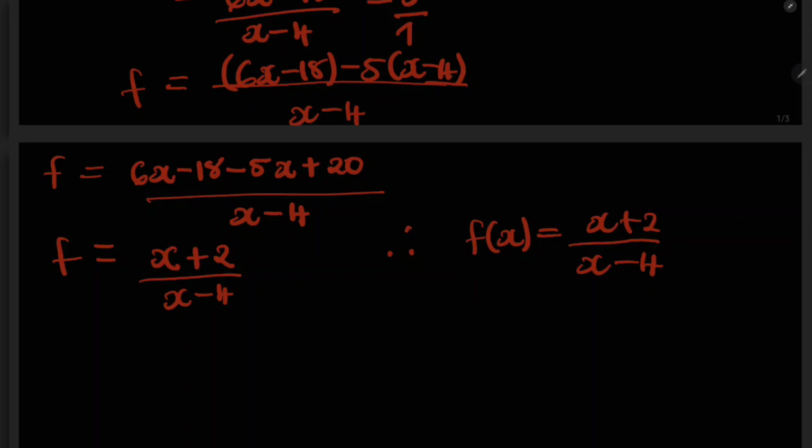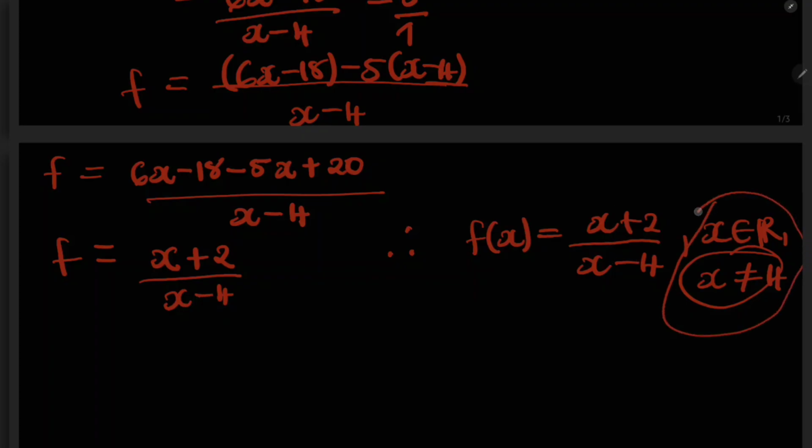And if we want to state the domain, we are just going to say where x is an element of R and x is not equal to 4. Not equal to 4, because if you substitute x here by 4, we are going to have 4 minus 4, which will give us 0 and make the expression undefined. So this will be our domain.